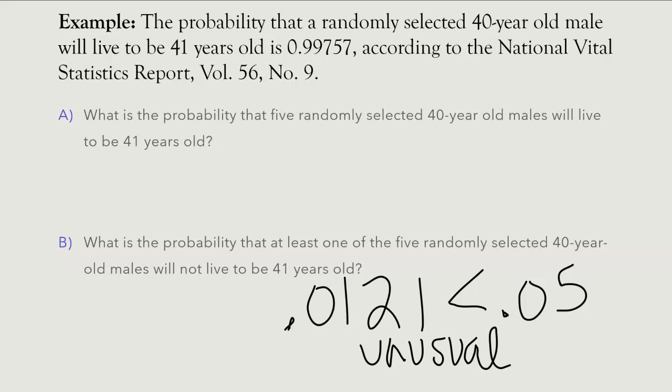When it's 0, it's impossible. When it's 1, it's certain. In this case, it's less than 0.05, so this is an unusual circumstance: that one randomly selected man out of 5 40-year-old men will not live to see 41. If you think about it in real terms, it's pretty rare to see someone die that early. It does happen, but it's a rare situation. So this is how we will work these problems, at least probabilities and probabilities that are independent.